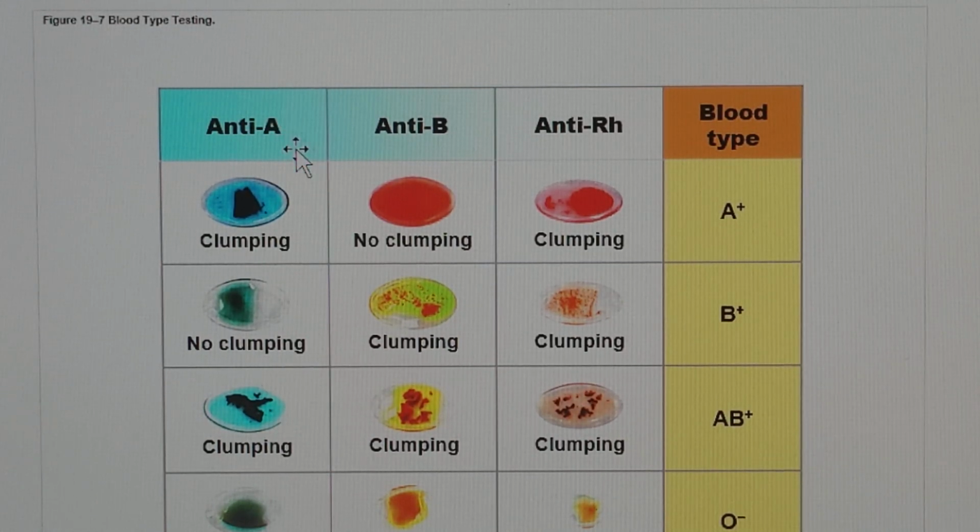Here we have clumping, the antibody and the antigens have attacked one another on the anti-A, and they've attacked each other on the B, and there is clumping. So we have AB positive. No clumping here, no clumping here, and no clumping here. So this is neither A, neither B, or neither RH. So we have O negative.